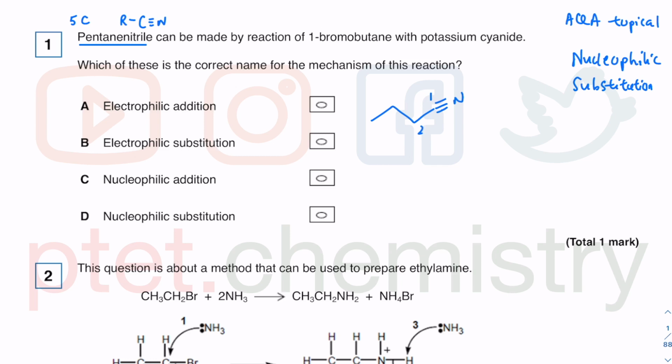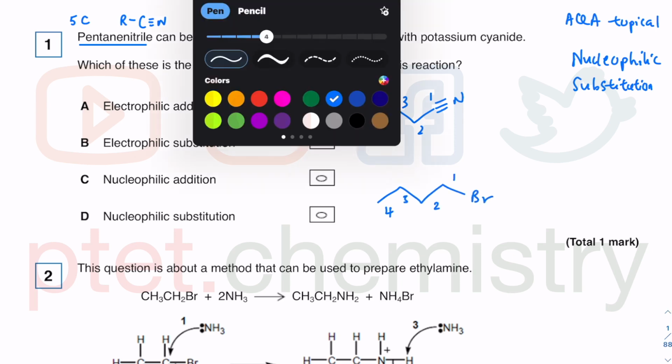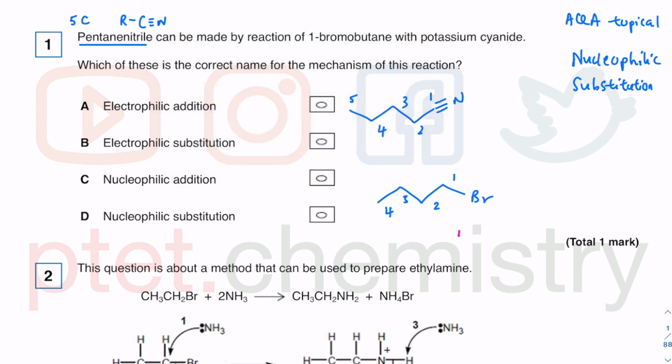So there's 1, 2, 3, 4. There's butane nitrile. You want pentane nitrile. So you can react it with 1-bromobutane. So how in the world do you do this? You start with 1-bromobutane, 1, 2, 3, 4. You're adding a carbon because you started with 4 carbons and then you want to end up with 5 carbons.